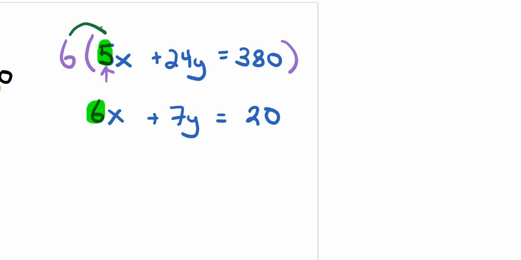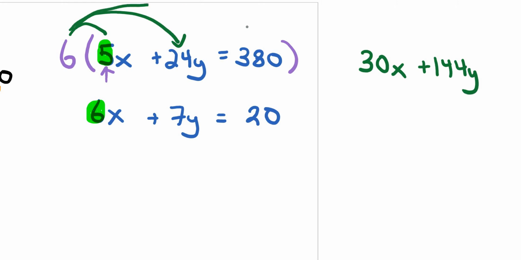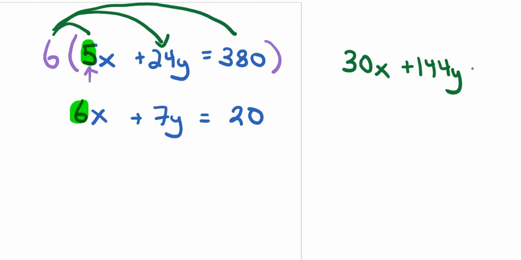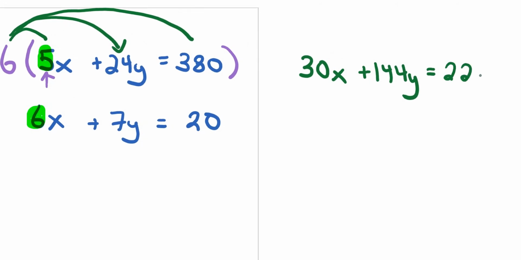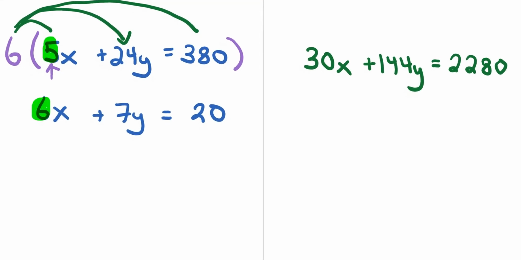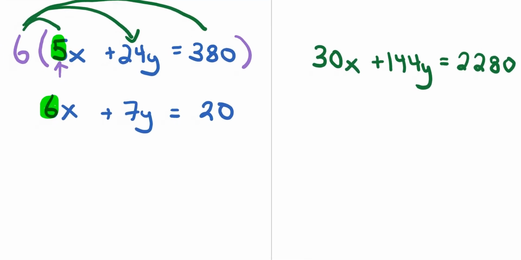Well, you would times everything by a 6, right? Okay, so what's 5 times 6? 5 times 6 is going to be 30, so 30x. And then 6 times 24, if you want to go to your calculator, you get 144, so 144y. And then 6 times 380 is going to be a big number. That's going to be, I believe, 2,280, and I did use my calculator to quickly do that. All right, so that's it for the first equation there in blue.